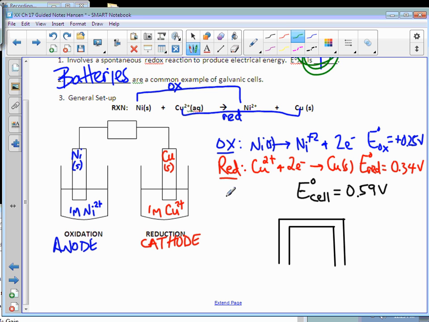Okay? The reduction: the copper 2 plus is gaining 2 electrons to make copper solid. And if you look up the reduction potential, it's 0.34 off the pink sheet. So overall, the E cell for this process is 0.59.